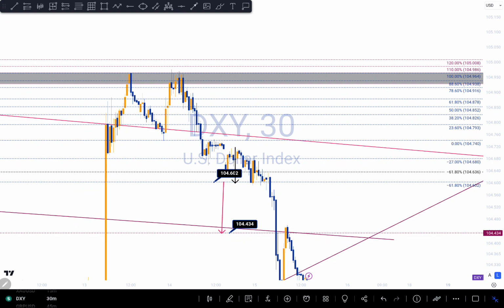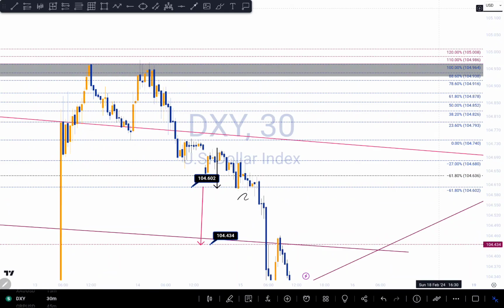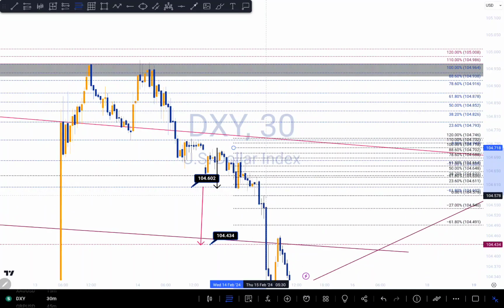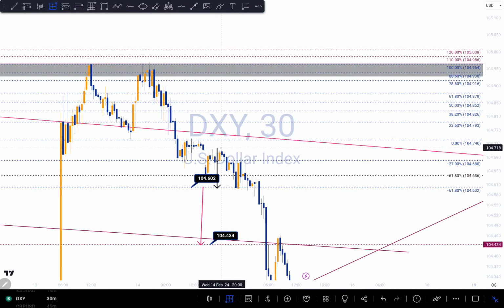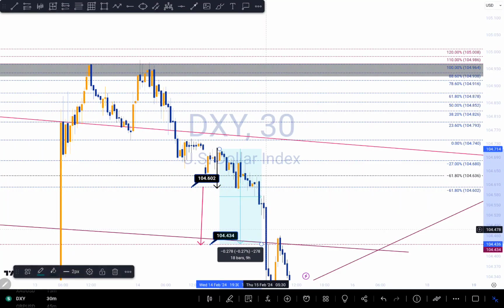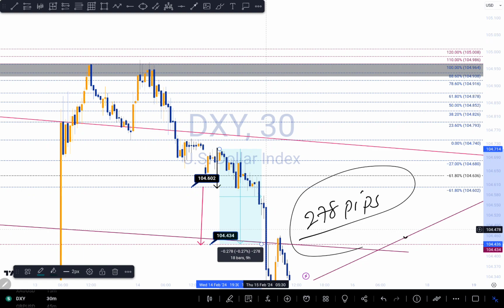104.434. As we can see, as soon as we broke the zone right here, we broke my negative 27% fib level TP, and I had this engulfing candle right here. So I knew there's a possibility there's still momentum of a sell. Then I rode it to at least 104.434. So looking at least from here to here, that was about 278 pips. That was a beautiful trade, guys.